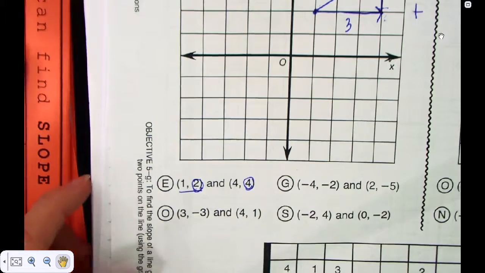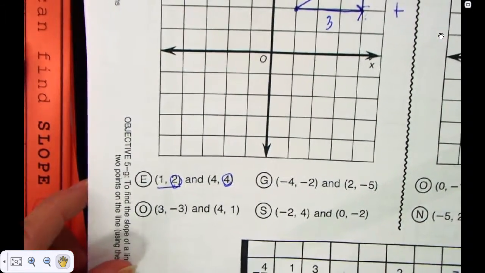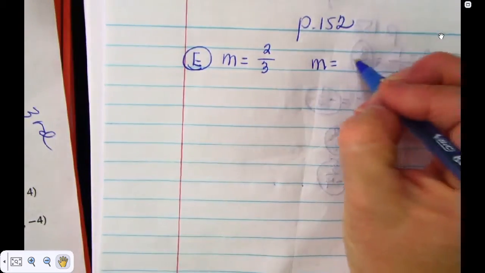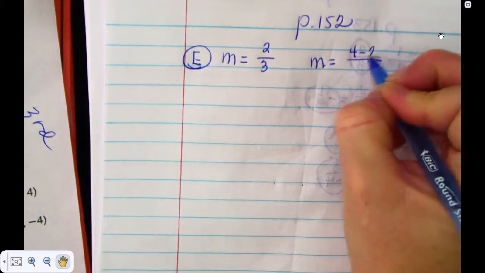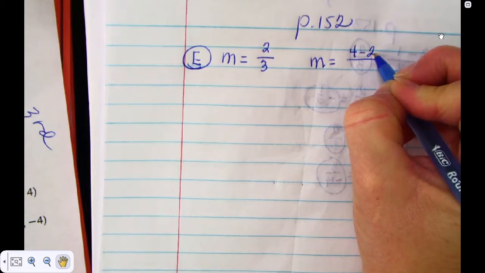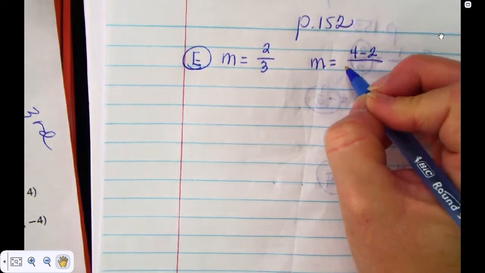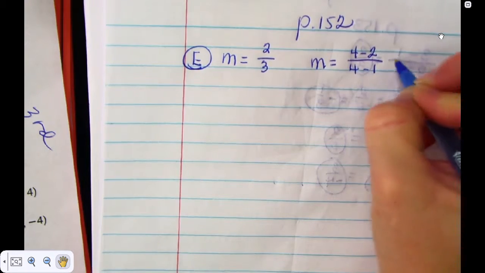So we're going to go and subtract. What am I going to subtract? 4 minus 2 on the numerator. And then on the denominator? Good.